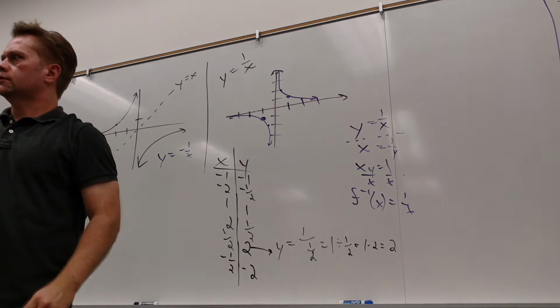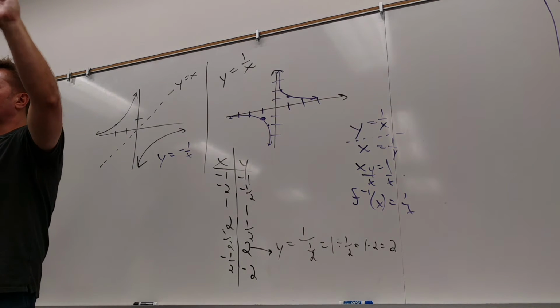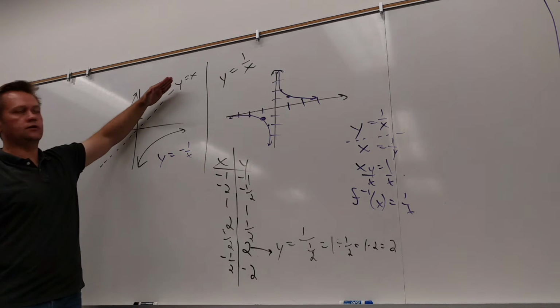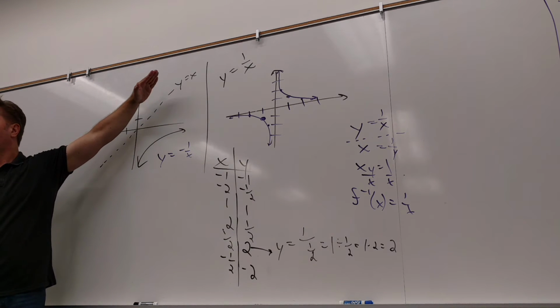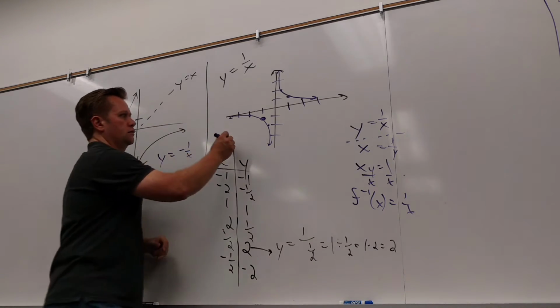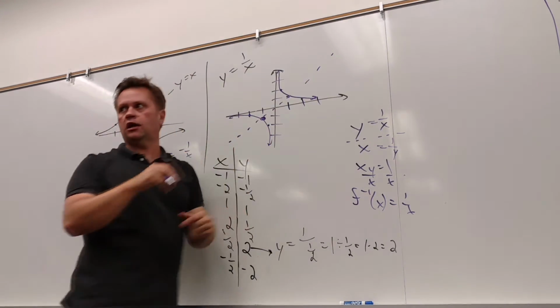So the axis of symmetry doesn't change? For inverses, when I'm comparing two inverse functions, the axis of symmetry between them will always be this. Always. So even on that one over there, it's the same way? Yes, always. Not in the middle of it? No, can't be.